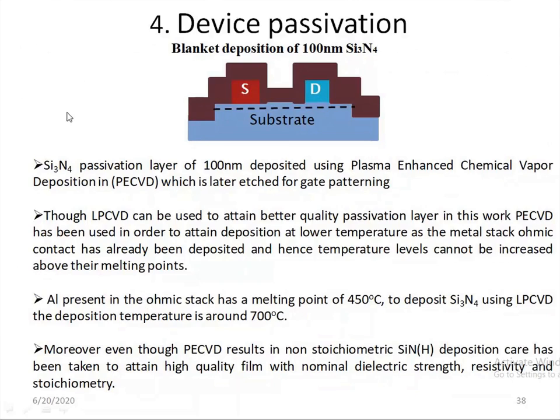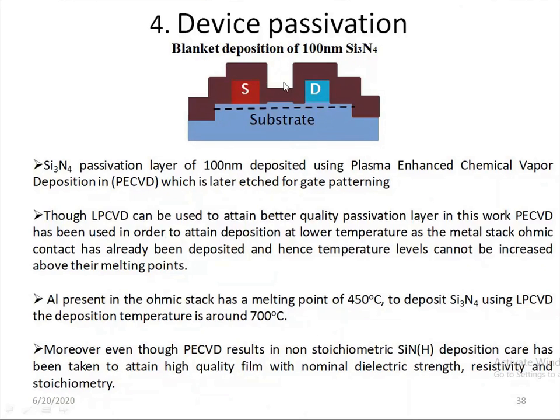Like if we have an aluminum layer in the gate stack, aluminum has a very low melting point. It will melt at temperatures above around 350-400 degrees Celsius. If we go for LPCVD, temperatures will be very high, like 700 to 800 degrees Celsius. So we can't simply use any method for fabrication. We have to check what our device is, what materials I use, and what method is to be used to get high quality deposition. In our device, we have used passivation using PECVD because PECVD operates at a lower temperature compared to LPCVD.